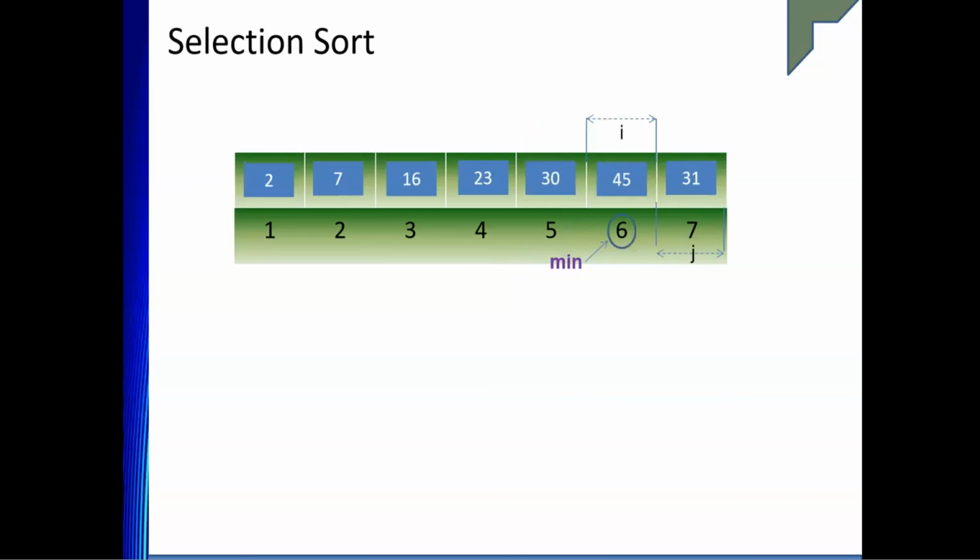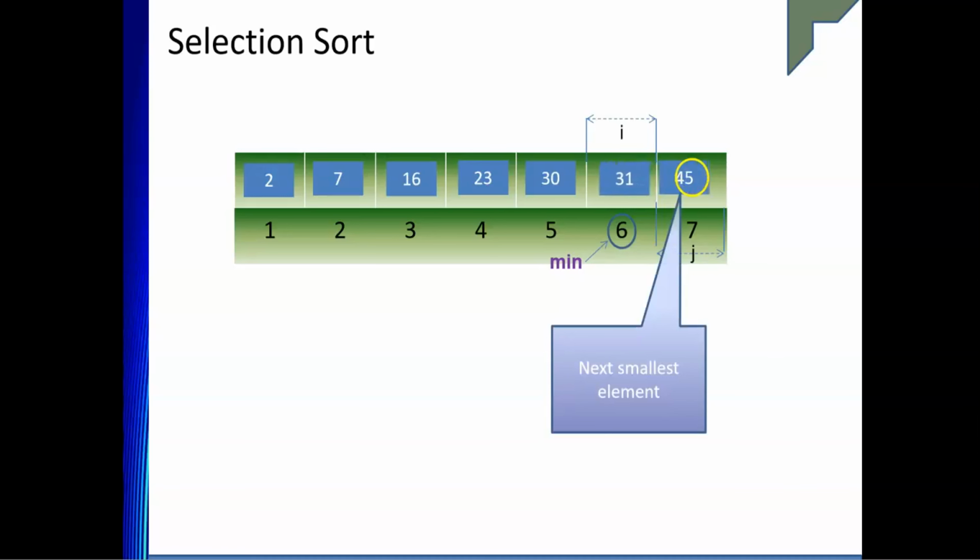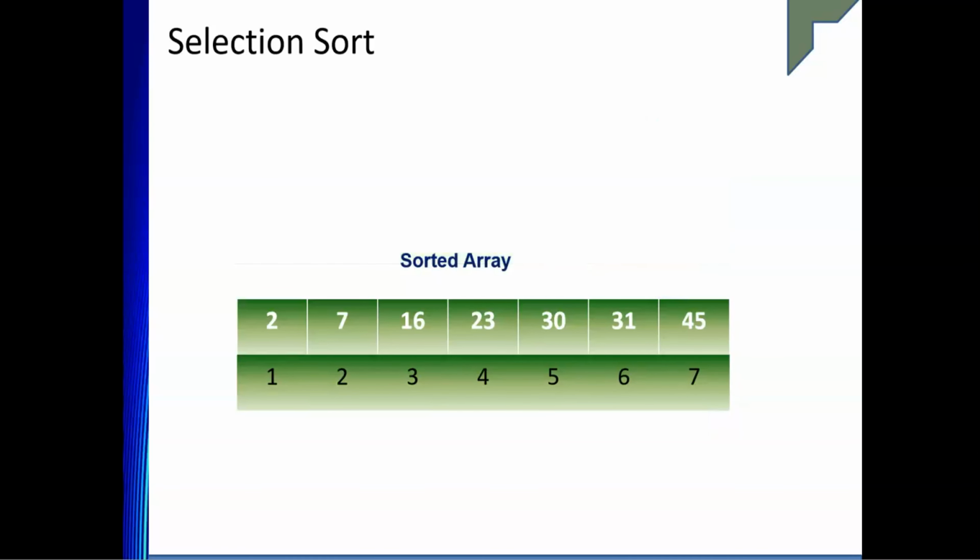Now I is 45, J is 31. My minimum position is 31. Then I swapped it. Great, and I got the sorted array. So I got the sorted array as 2, 7, 16, 23, 30, 41, 45.